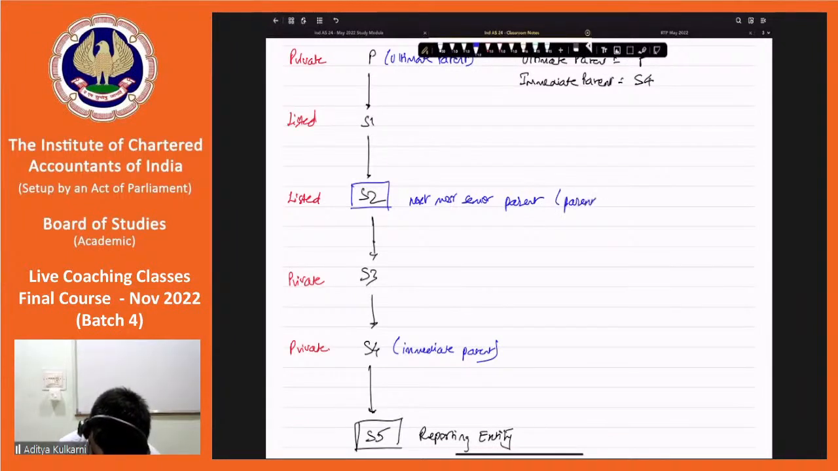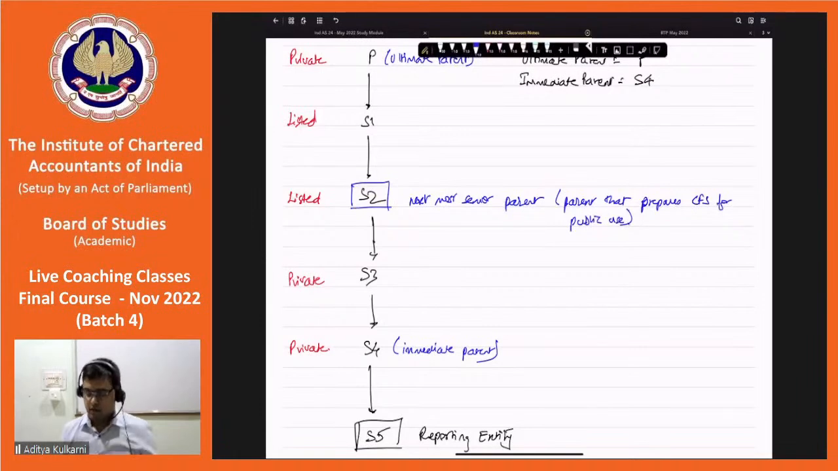Parent that prepares CFS for public use. You cannot take S1 because the word used is next most senior parent. If S3 had to be listed, then S3 itself would be the next most senior parent.